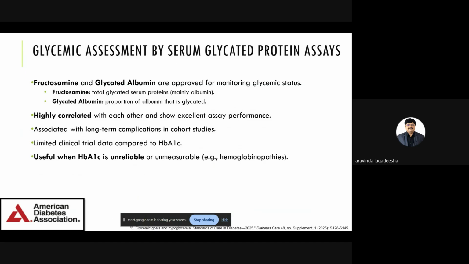assessment by serum glycated protein assays, the fructosamine and glycated albumin, are approved for monitoring glycemic status. Fructosamine is total glycated serum proteins, mainly albumin. Glycated albumin is the proportion of albumin that is glycated. They are highly correlated with each other and show excellent assay performance, associated with long-term complications in cohort studies, with limited clinical trial data compared to HbA1c. Useful when HbA1c is unreliable or unmeasurable.